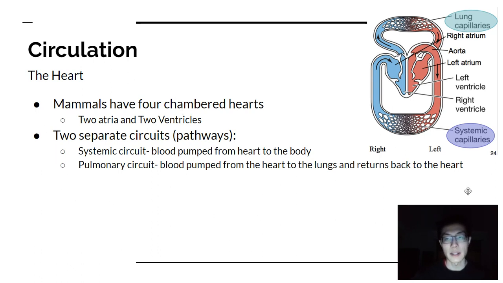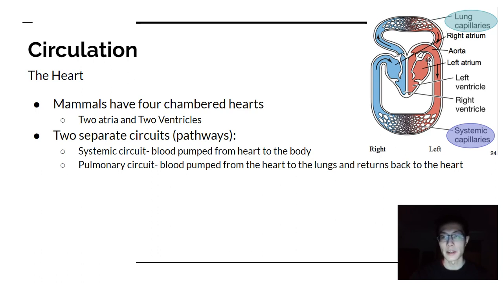But from a physiological perspective, we're looking at the circuits of this circulation system. So there are actually two different circuits or pathways of blood flow. We have the systemic circuit, which is actually pumping of blood from heart to the body. So down here, this is the systemic circuit. We also have the pulmonary circuit, which is basically pumping blood from the heart to the lungs and then back to the heart. So this up here is the pulmonary circuit.